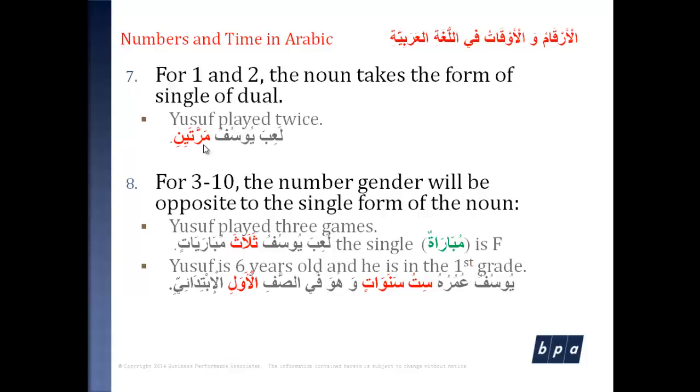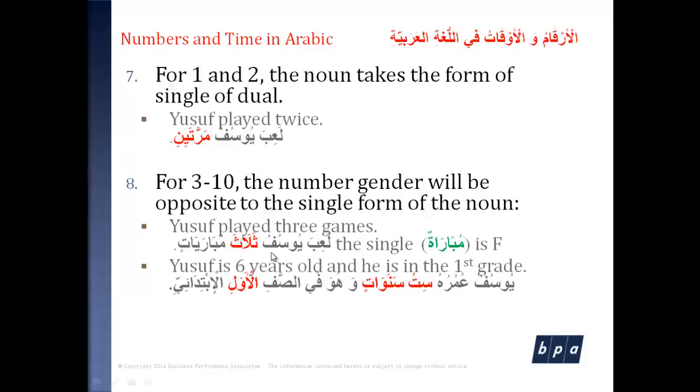for 1 time, once, and twice, and then you count the number of times or the number of things between 3 and 10. For 3 to 10, the number gender will be opposite to the single form of the noun, which may be a little bit confusing, but please try and follow. Yusuf played 3 games.